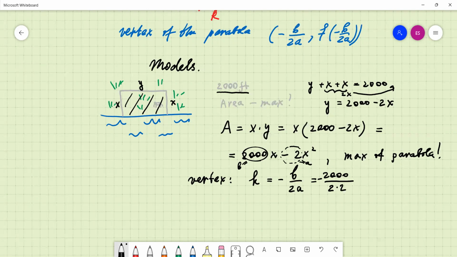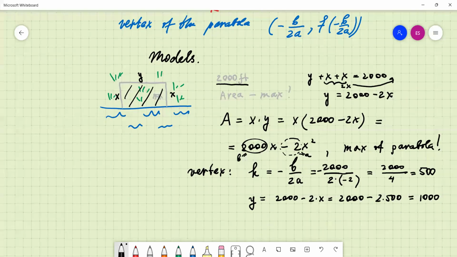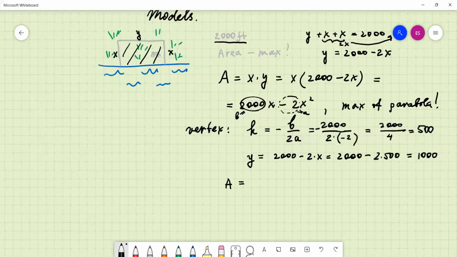So 2. And because it's minus, I'm going to put it in parentheses, okay? See, one minus and one minus cancel each other. And I have 2,000 over 4, right? And that's going to give me 500. So x is 500. y, the other side, is going to be 2,000 minus 2x, which is 2,000 minus 2 times 500, which is going to give me 1,000.